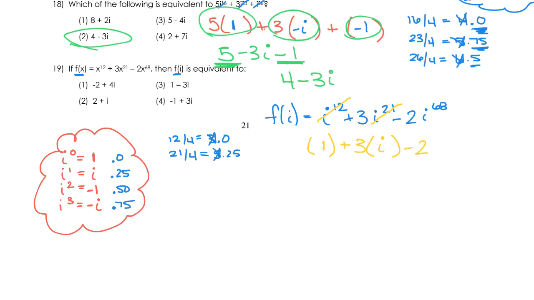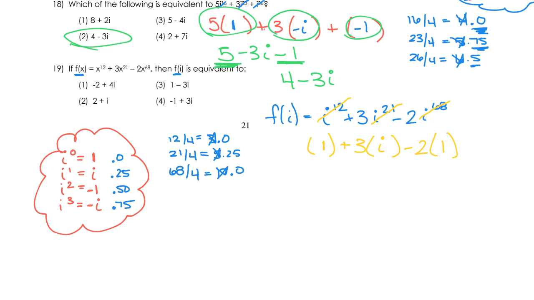Keep the minus 2, and we're going to do the same thing with i to the 68th. We take our 68 and divide it by 4. 68 divided by 4 is 17, but you have to remember that it's 17.0. 4 goes into 68 exactly 17 times, no remainder, so we have that 0.0, matching it to our cloud. We're going to end up with 1 replacing it.